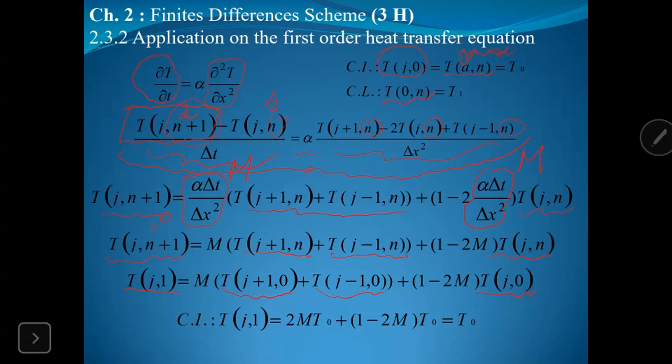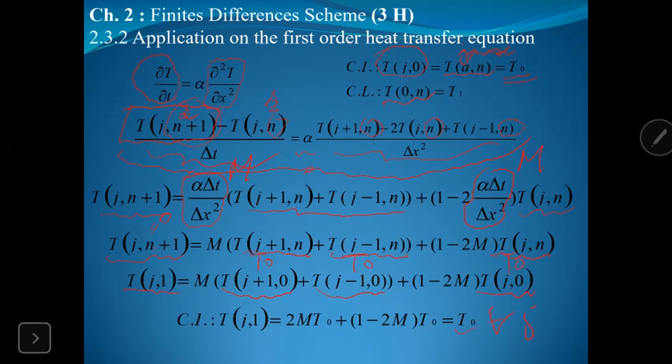Then T j 0, T j plus 1 0, T j minus 1 0 is equal to T0. It's equal to T0 because whatever j, at time 0 we have T0. Then this is T0, this is T0, and this is T0. Then 2m T0 plus 1 minus 2m T0, I obtain T0.